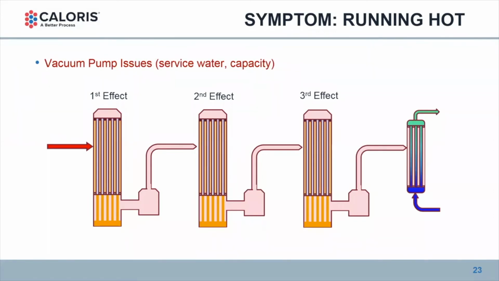And then the vacuum pump. It's always important to make sure that your vacuum pump has got good service water so that it's performing effectively and able to remove the non-condensable gases out of the system, specifically from the surface condenser. Because if the vacuum pump is sucking and it's not pulling the non-condensable gases out, it's backing up all through the system.